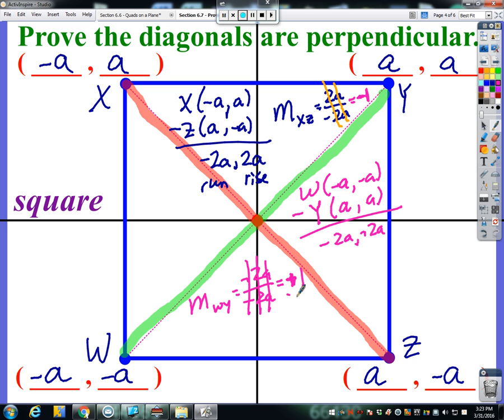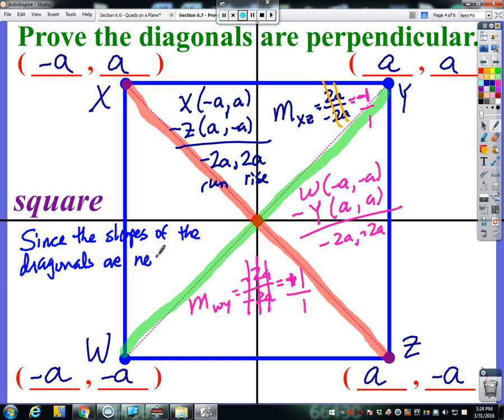So +1 and -1, if we want to think about them as being 1 over 1s here, then -1 over 1 and +1 over 1 are negative reciprocals of each other. So then the last thing we can conclude here is since the slopes of the diagonals are negative reciprocals, then they are perpendicular. And we've proven this for every square because we didn't focus on a particular value of a. This is for all values of a.